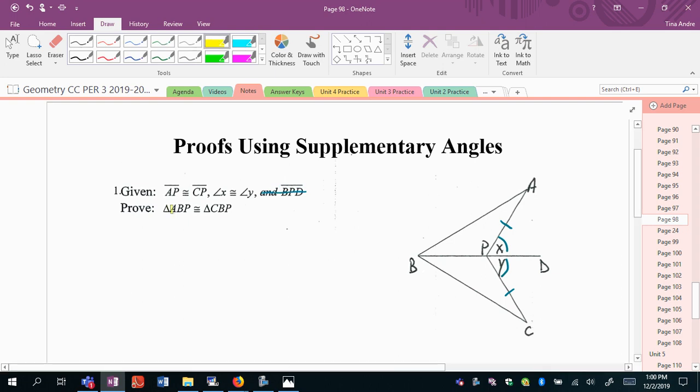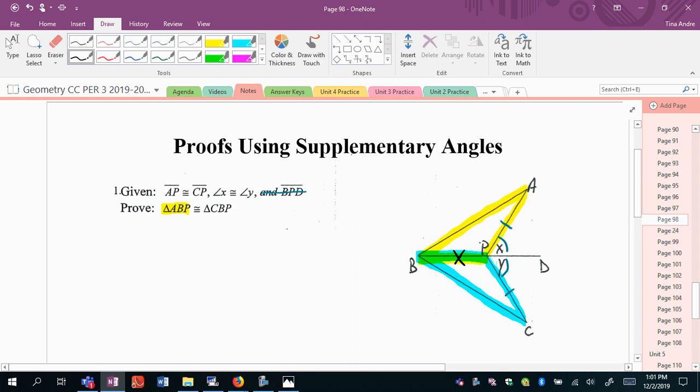Our goal is to prove triangle ABP is congruent to triangle CBP. What I notice is, one, I see the reflexive property, where those highlighters change color. And I also have these other sides, and then I have two angles that are not included in the two triangles. That's kind of a red flag here. We know angle X and Y are congruent, but they're not in the triangles we're trying to prove, which tells me I'm going to need to do something further with those angles.